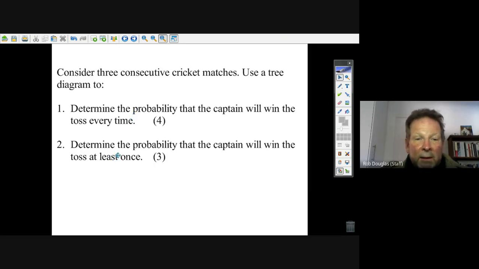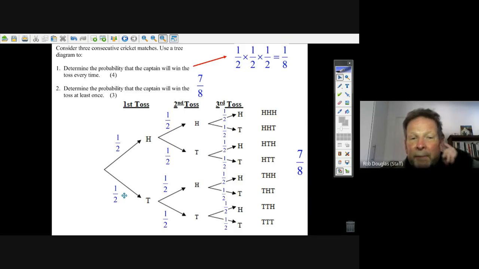Okay. The second question is determine the probability the captain will win the toss at least once. Okay, that's a different thing, but okay. Let's figure out the probability the captain will win the toss every single time. There's 3 consecutive cricket matches. That's 3 tosses.